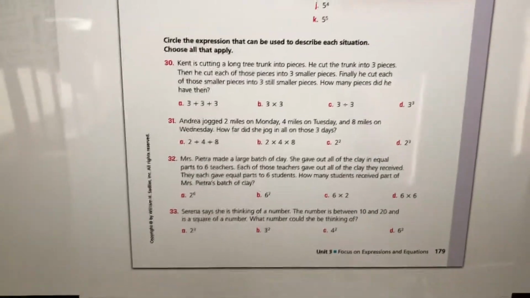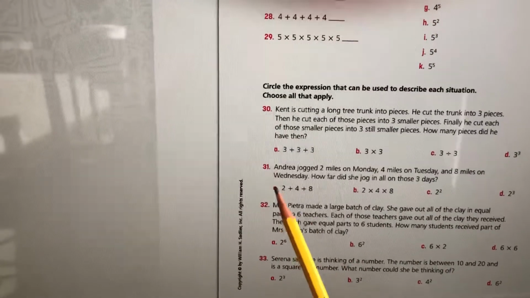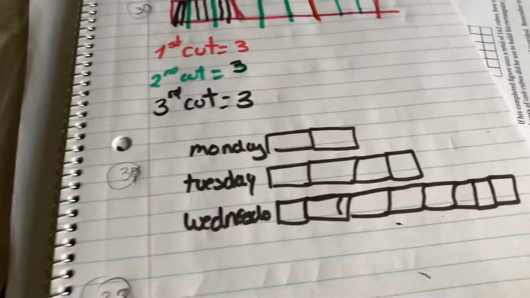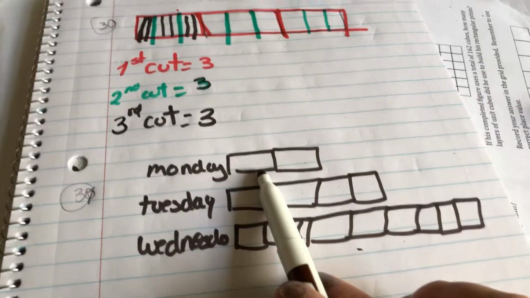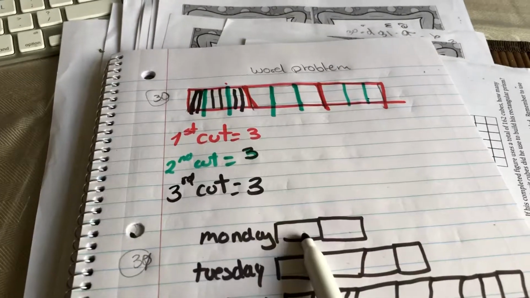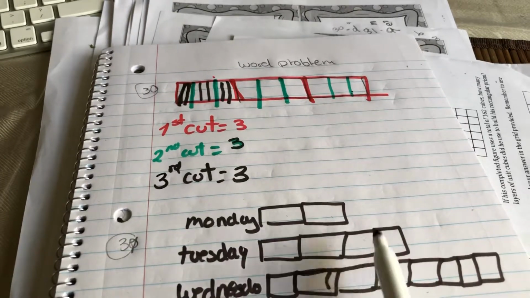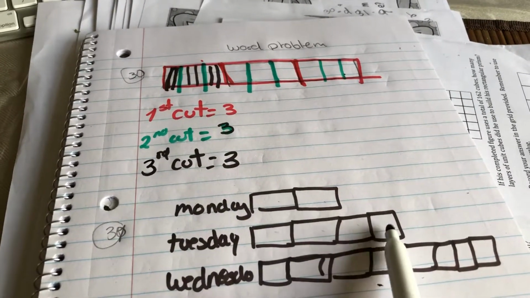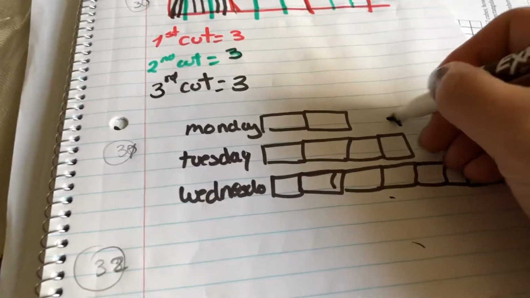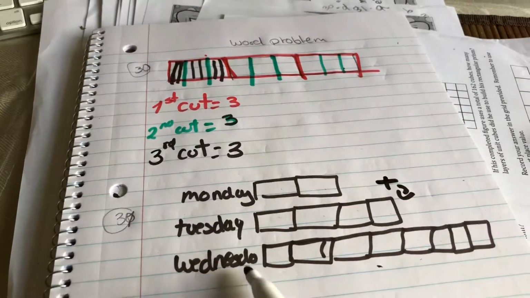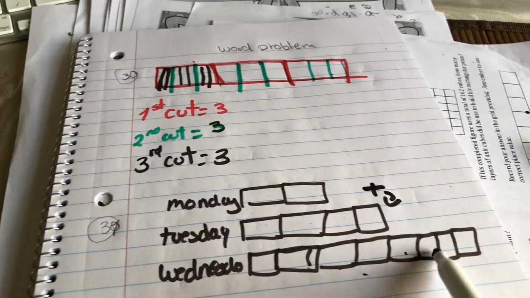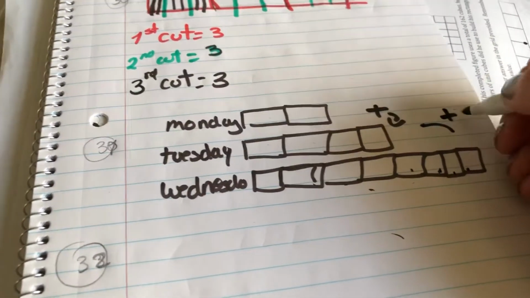I want to let you know that an expression, boys and girls, is a combination of numbers, just like this, without any equal signs, no equal signs in the expression. Okay? So let's see. This represents Monday. She jogged 2 miles. 1 mile, 2 miles. Tuesday, she jogged 2 extra miles. 1, 2, 3, 4. So this plus this, and then Wednesday 1, 2, 3, 4 plus this.